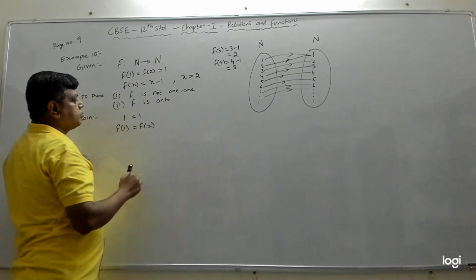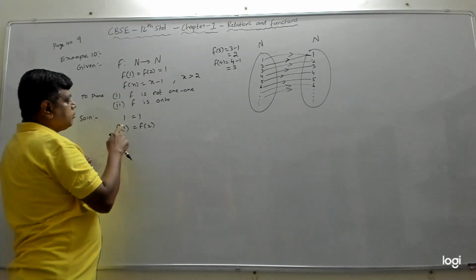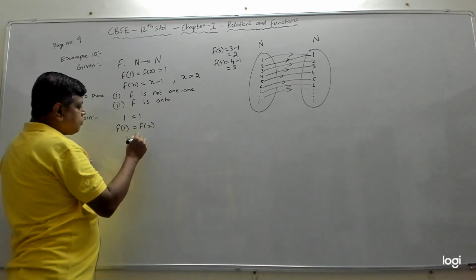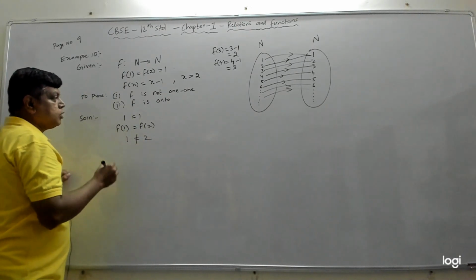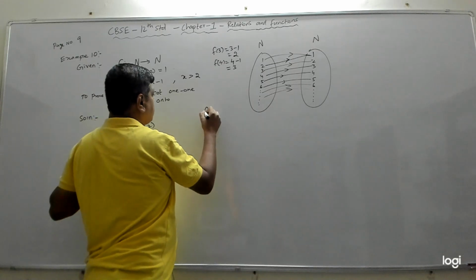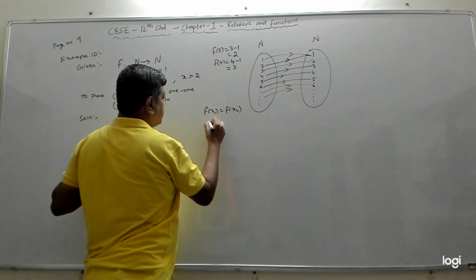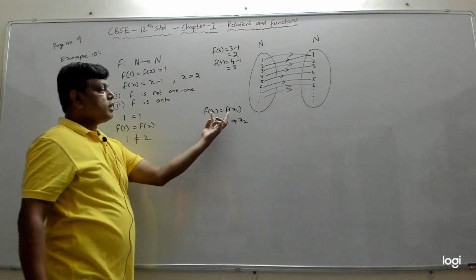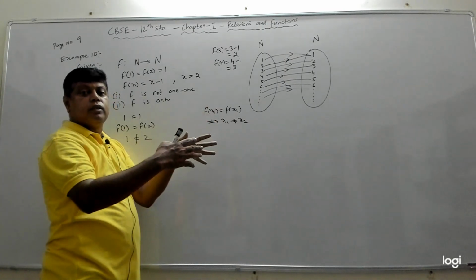1 can be written as f of 1. 1 can also be called f of 2. So which means f of 1 equal to f of 2. But does it mean that 1 equal to 2? No, 1 is not equal to 2. So what we have got is f of x1 equal to f of x2, and that implies x1 is not equal to x2. When the images are the same but the numbers are different, two different numbers have the same image. Therefore, it is not 1 to 1.